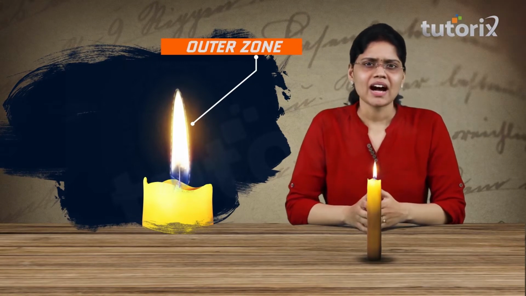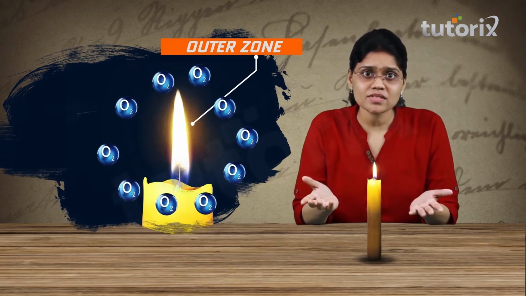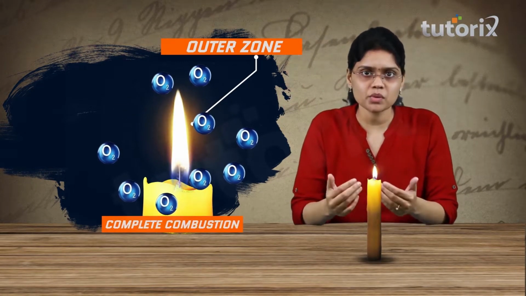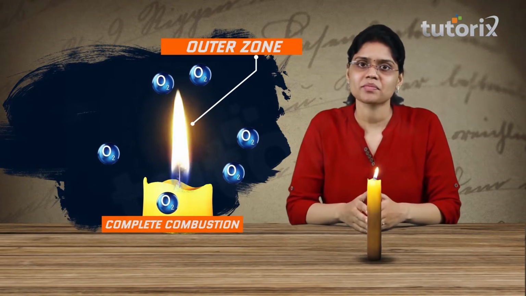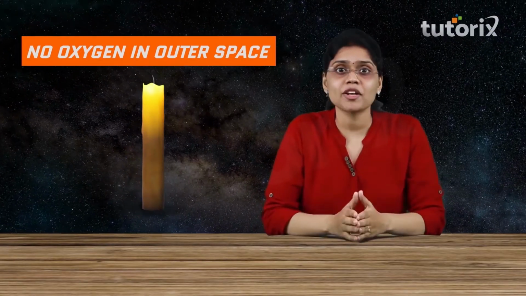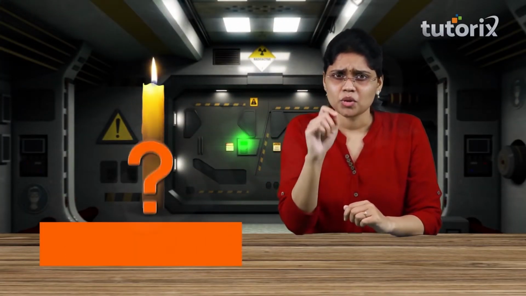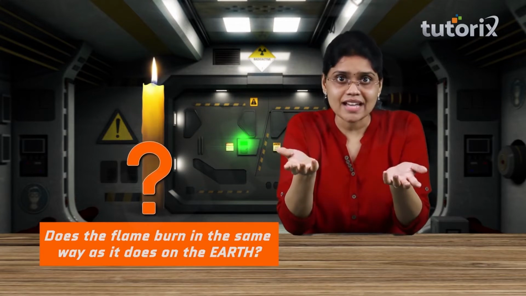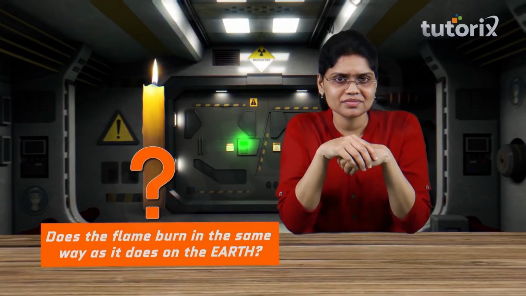Now, the outer zone is the hottest part of the flame. And due to the availability of plenty of oxygen, complete combustion of the fuel or the wax vapors take place. If we provide an artificial supply of air, like in a spaceship or a spacecraft, it would definitely burn. But then again, do you think it would burn in the same way as it burns here on the Earth?